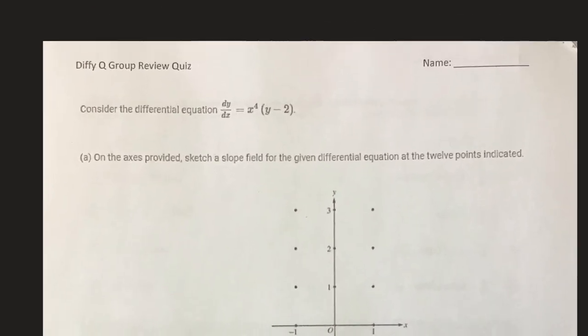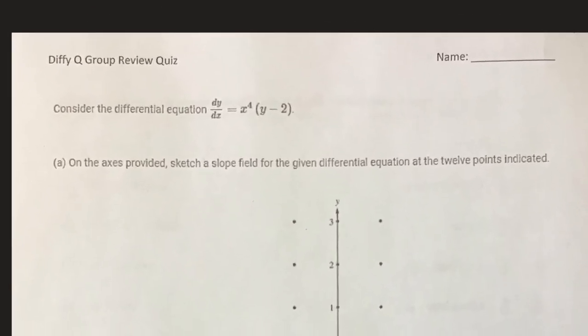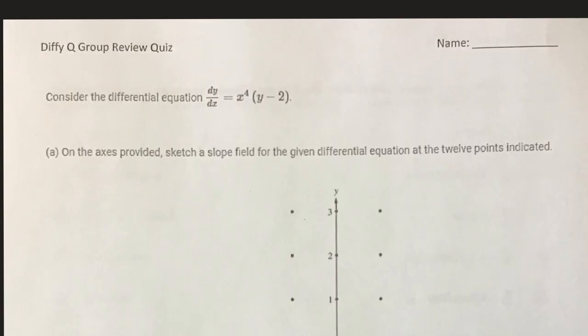Okay, this is the last page of our group review quiz. So here's our differential equation, x to the fourth times y minus 2. It says do a slope field on the 12 points.